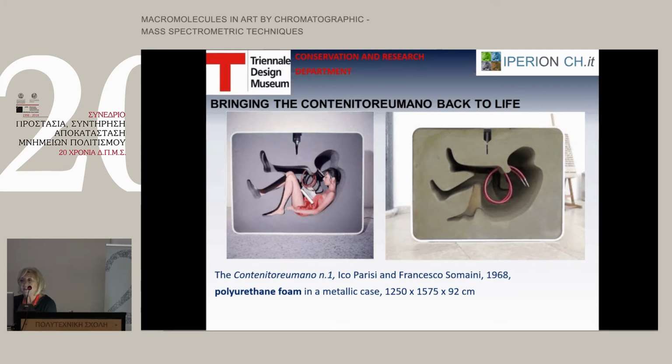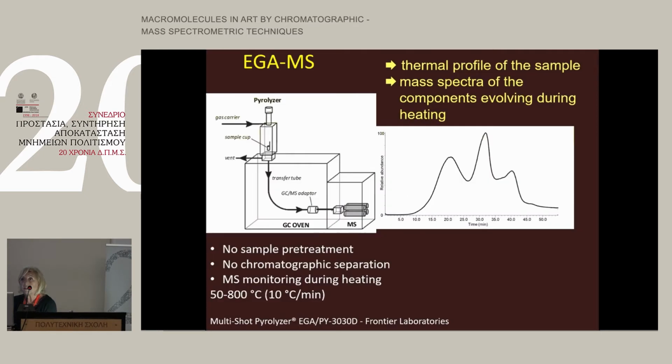Here we are in Triennale Design Museum in Milan, and there was the need to restore this sculpture, something like, I cannot define it. This is the Contenitore Umano, and it was not well conserved, and particularly the inside and the outside of this sculpture made in polyurethane foam had different conservation problems. So the restorers asked us what is going on, what is the reaction inside.